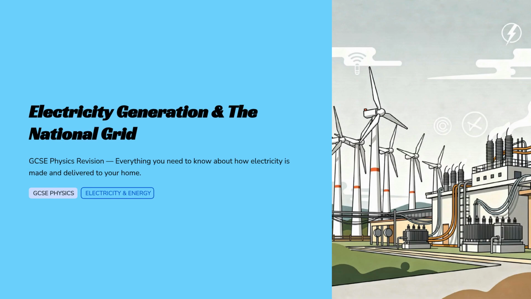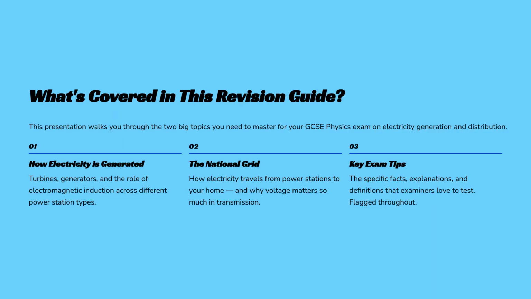Welcome to this video on electricity generation and the national grid. We will cover how electricity is produced at power stations and how it is delivered to our homes. This video walks you through three key areas: how electricity is generated, how the national grid functions, and important tips for your GCSE Physics exam.